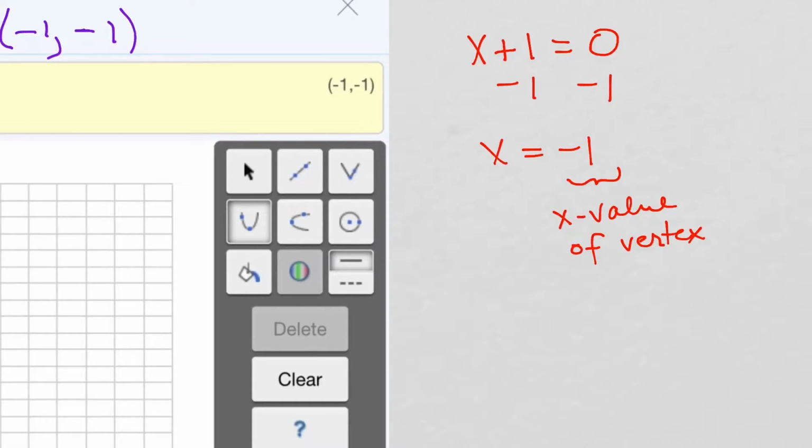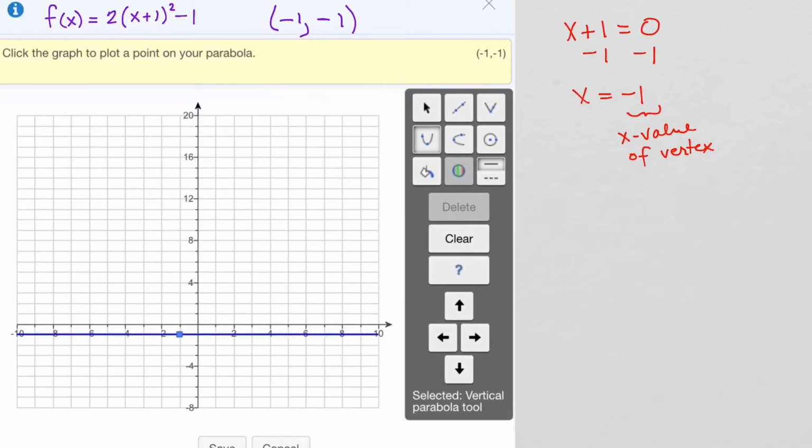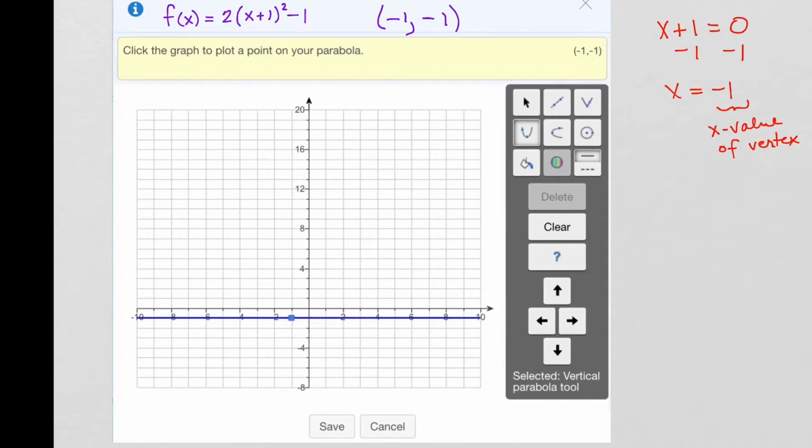Now, how do I find the y value? Let's come back over here. So what I look at for the y value is just what value is added on the end. And in this case, it's subtracting a 1 or adding a -1. So that's the y value. And so that's how I know it's -1, -1.